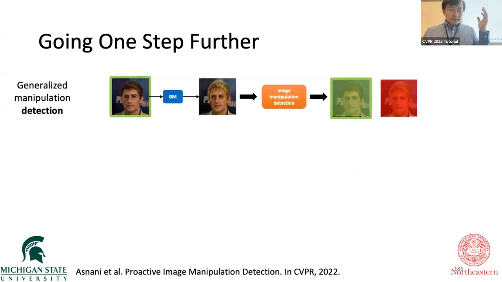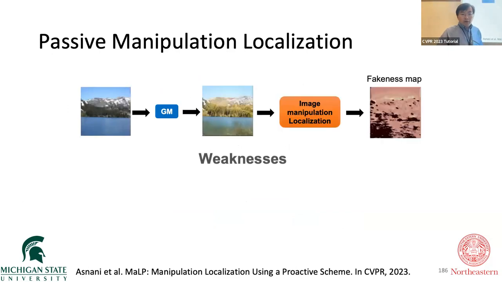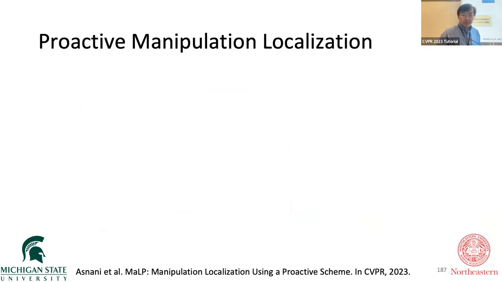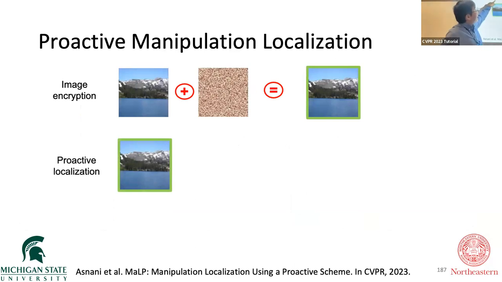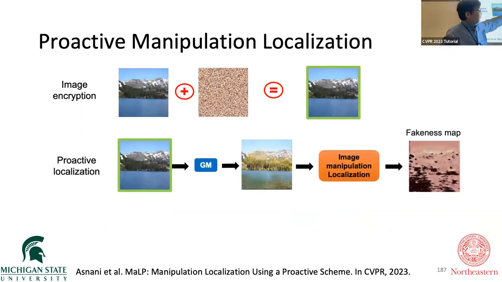This is the previous year. In this year's CVPR, we take one step further: how do we do this kind of localization? Meaning the proactive method is not only helping detection, that's last year's CVPR, but this year we show that it can also help localization, okay? Better localize the modified area. It's the same idea, basically. This is the previous method, and this is what we do. We add some signal to the data, we get a new image. So if some GM modifies the data, then we can better localize which pixels have been modified.